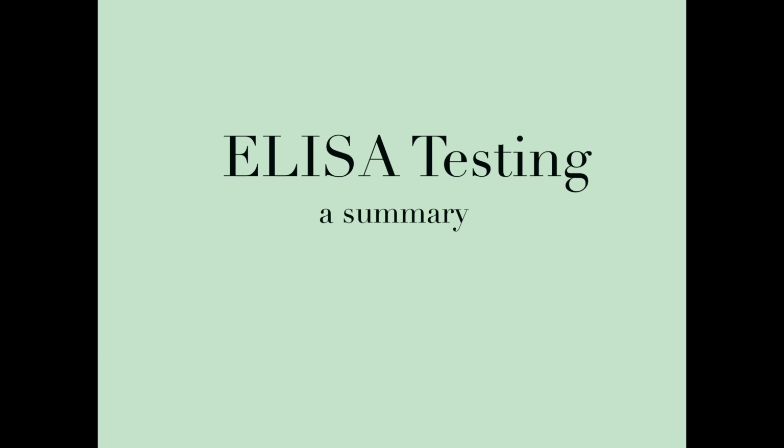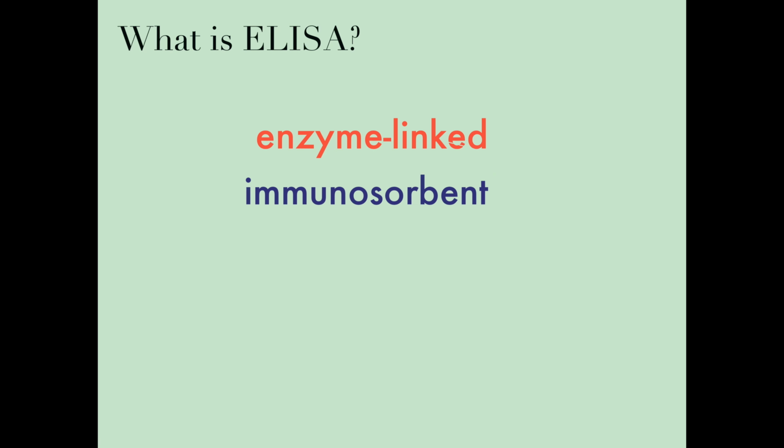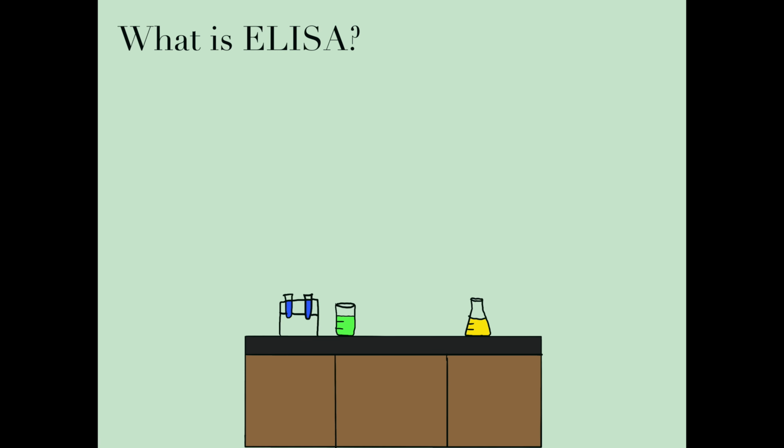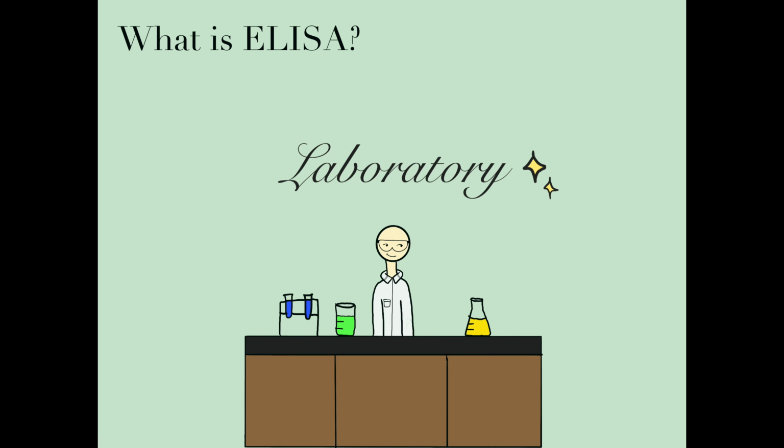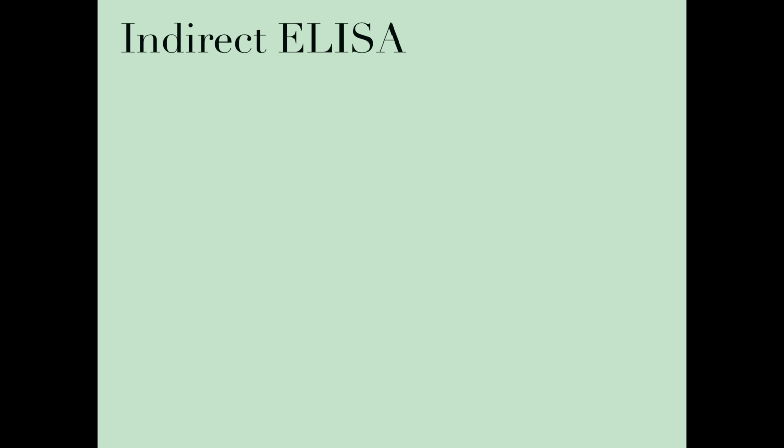ELISA testing, a summary. What is ELISA testing? ELISA stands for Enzyme-Linked Immunosorbent Assay. It's a type of analytical laboratory test used to detect the presence of antibodies linked to a specific antigen. There are 4 types: direct, indirect, sandwich, and competitive. For this scenario, we'll only be focusing on indirect ELISA.